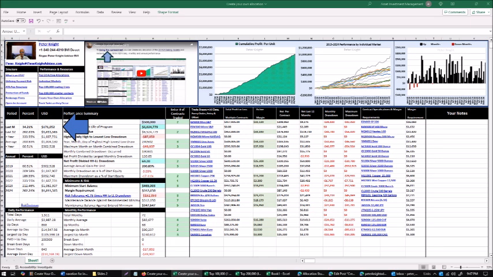D20, the allocation's net performance for last month. D21, net performance for the last 12 months. D22, best year. D23, average year. D24, worst year. D26 through D33, net performance by year.